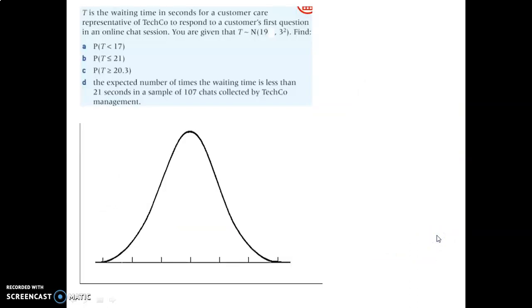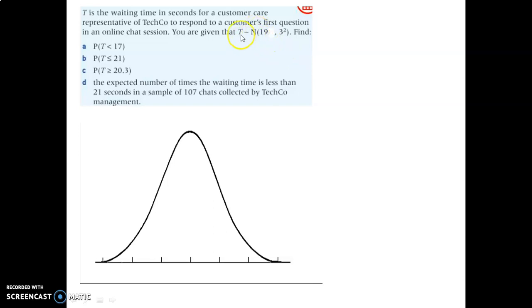Okay, so now let's start using it. We have this example of T, which is a variable measuring the waiting time in seconds for a customer care representative for TechCo to respond to a customer's first question in an online chat session. So imagine you go to this company's webpage and you need some help with their products. You go to an online chat, and T measures how much time it takes them to respond to your message.